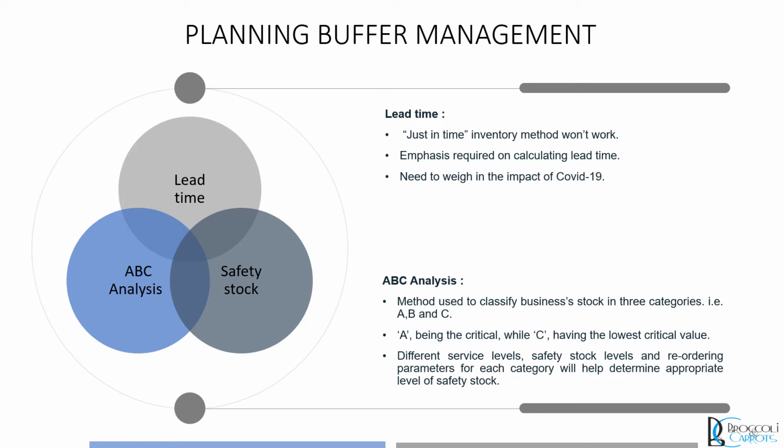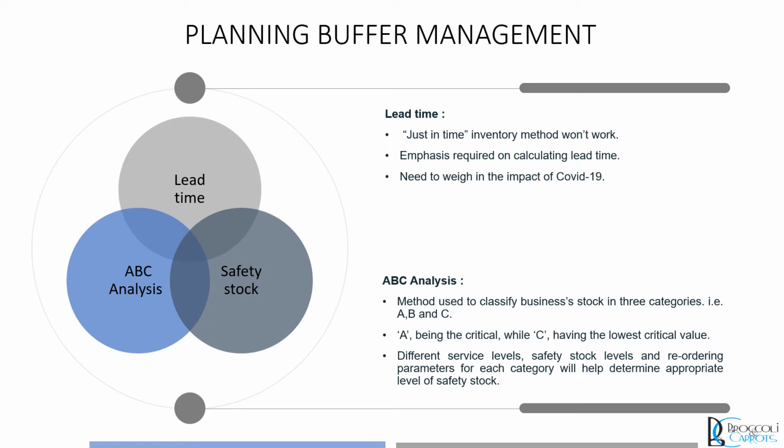On to the next one, we have ABC analysis. ABC inventory analysis is a method used to classify a business's stock items into three categories, that is, A, B, and C, based on their value to the business. A classification items are very important and sometimes business critical. While B classification items are important, but less important than A items and more important than C items. And C classification items are marginally important. Typically, they have a low inventory value.